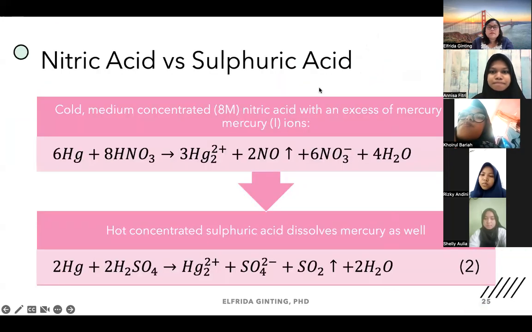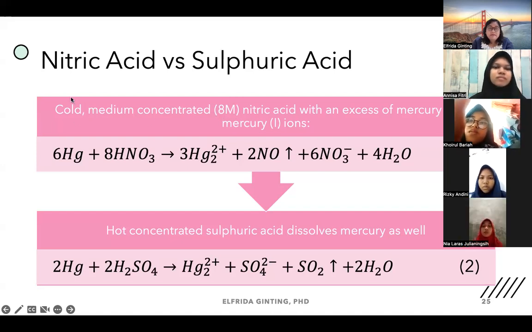Okay, next. If you have mercury and you react it with concentrated nitric acid, which is 8 molar, and you don't have to heat the reaction, it will form mercury 2+. So you have a solid metal here. When you react with nitric acid, it will dissolve, because you can see here it forms ions. Whenever it forms ions, it will dissolve. And then it will form a nitrogen oxide gas and another solution.